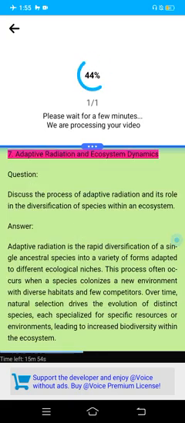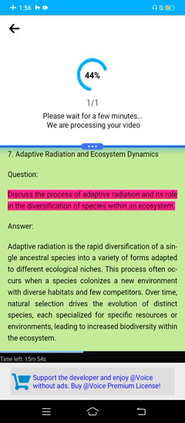7. Adaptive radiation and ecosystem dynamics. Question: Discuss the process of adaptive radiation and its role in the diversification of species within an ecosystem.